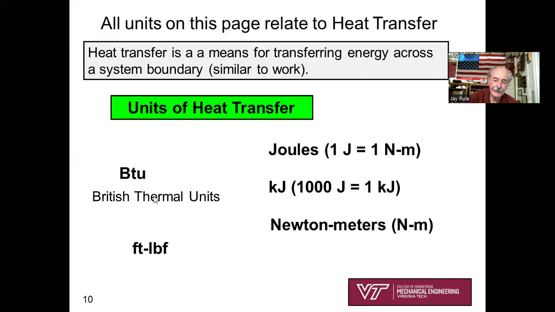Over here on the English side, the traditionally accepted way to express heat transfer is in BTUs, British thermal units. And we'll explain what a BTU is a little further down the road. But for right now, if you've gotten into your conversion factors page, you have discovered that there is a conversion factor to go from BTUs to foot-pounds force. And so when you're working through engineering problems, certainly a valid unit for heat transfer is foot-pounds force. But in terms of final answers, we're going to be looking for BTUs in terms of units for heat transfer.